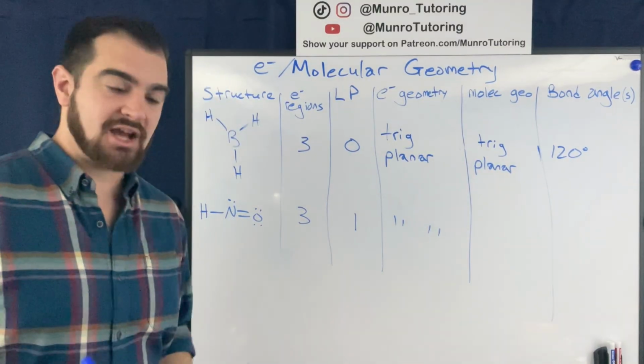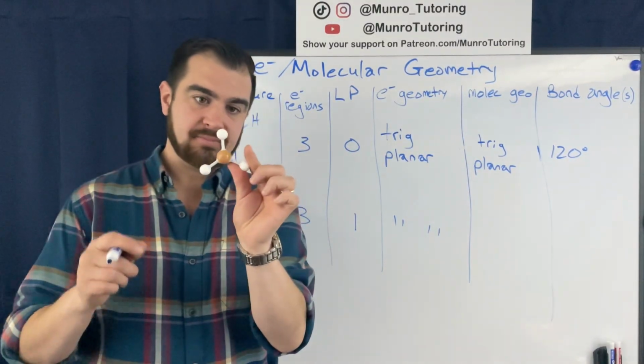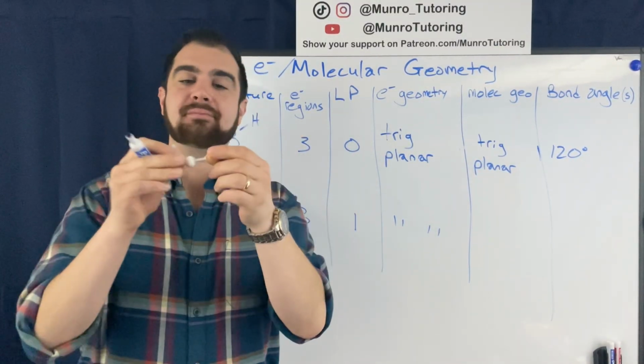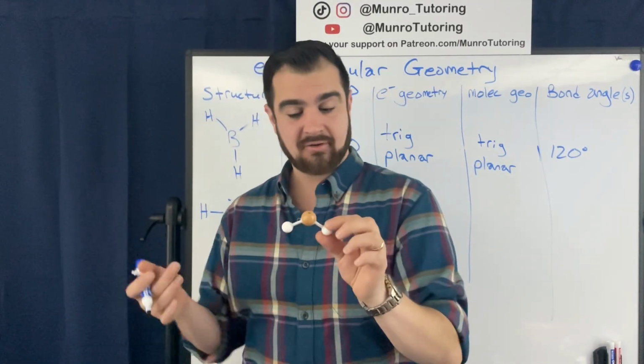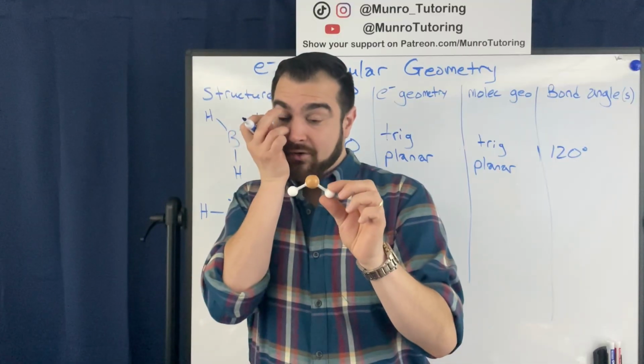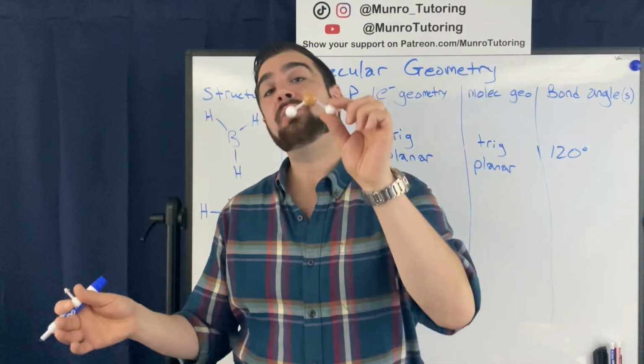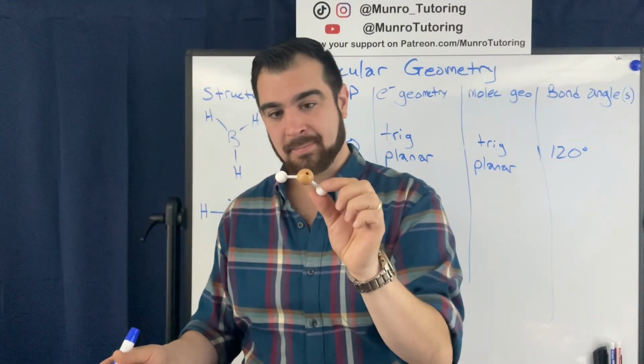But the molecular geometry, if we take our trigonal planar and just remove one of the atoms, because again, the lone pair kind of takes up the space of an atom, a little more actually, but we don't count it in the molecular geometry. So we again get bent.